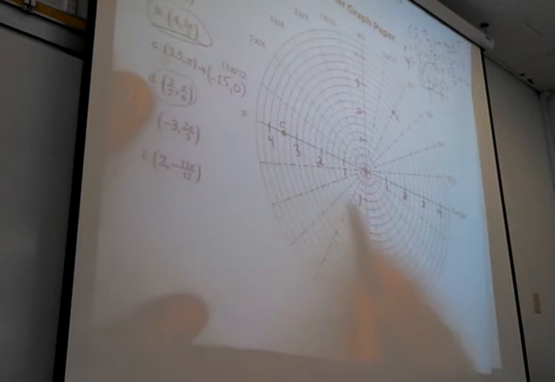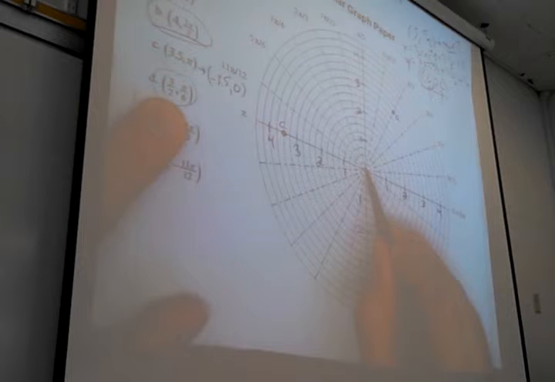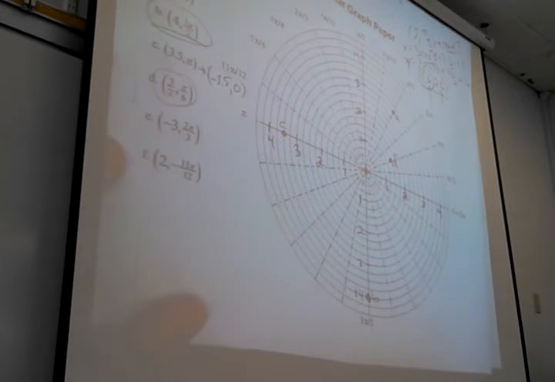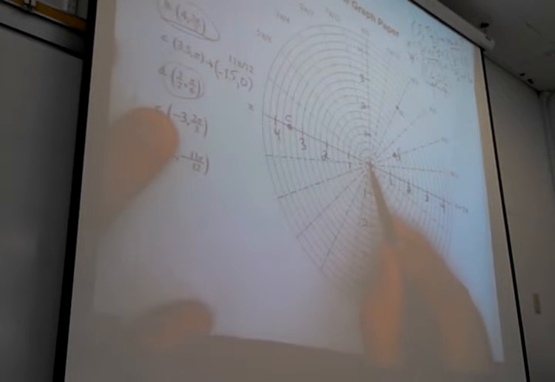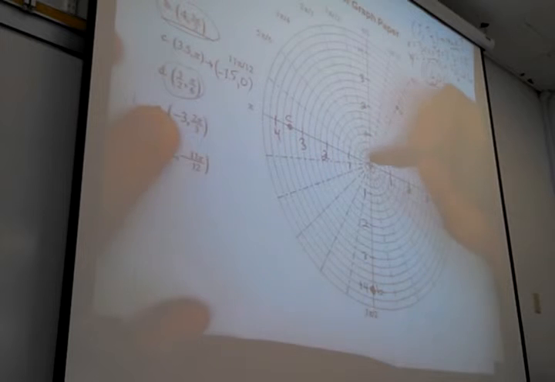So what about this guy? I can go out 1.5 and then turn 5 or 6. Bam. There's D. E. So do it.